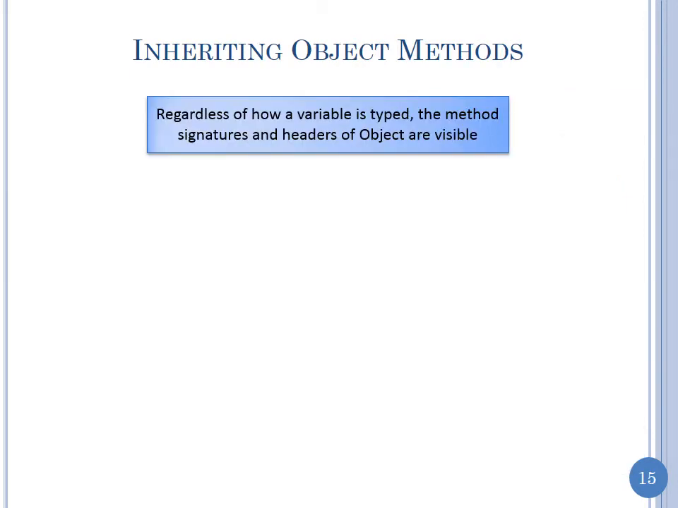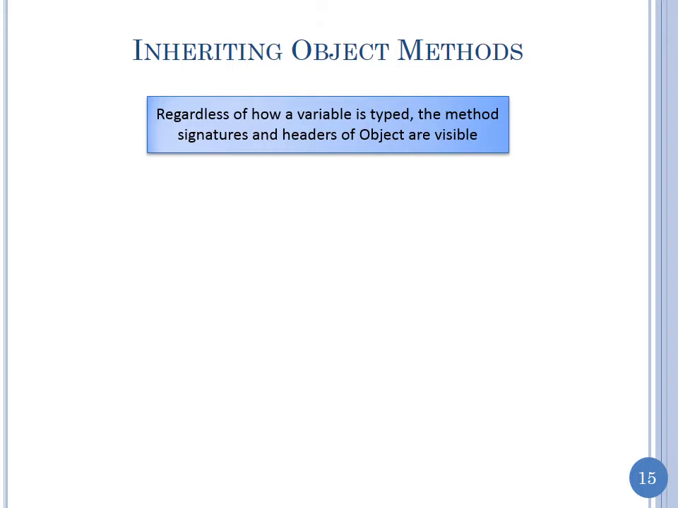So regardless of how a variable is typed, and this is what Adit was trying to say, the method signatures and headers of Object are visible. So I can type a variable using any interface, and that interface could have no methods in it, or it could have some methods in it. You can always invoke equals on a variable typed using an interface. Invoking equals on a variable typed using a class makes sense, right? Because every class directly or indirectly extends Object.